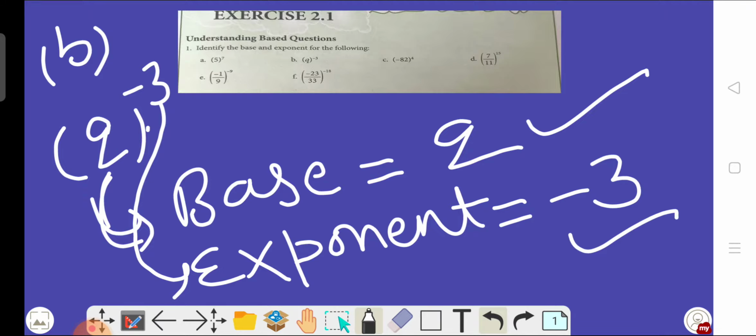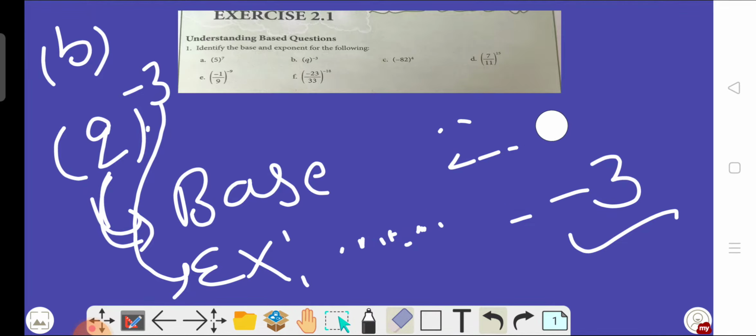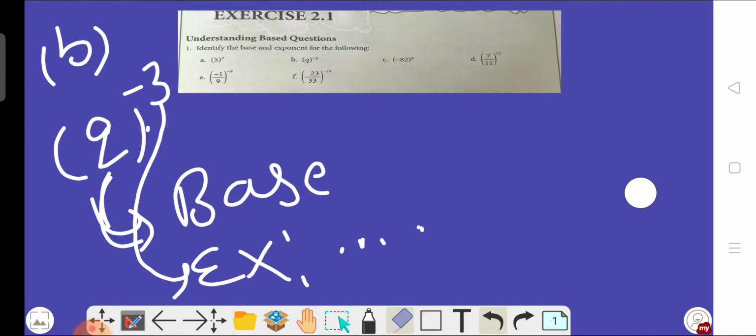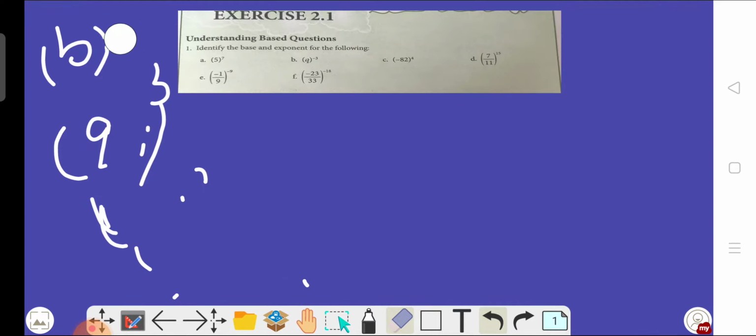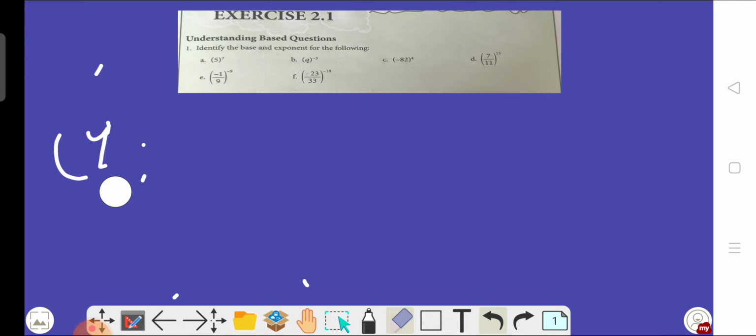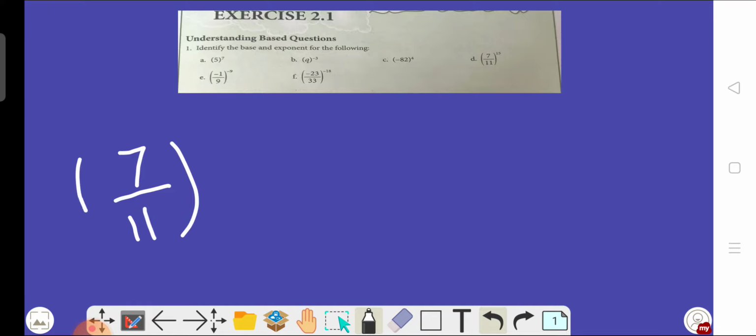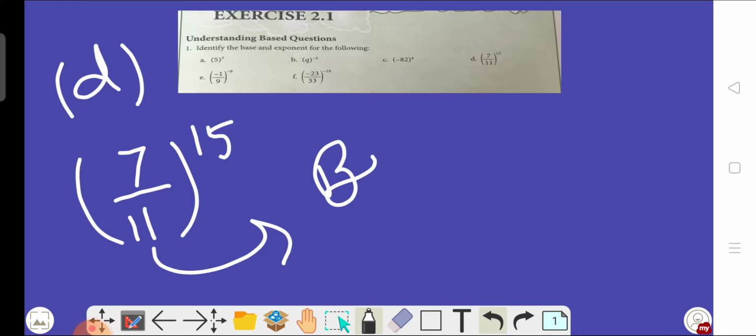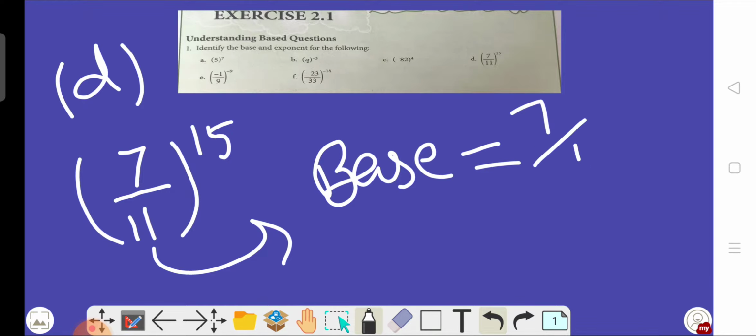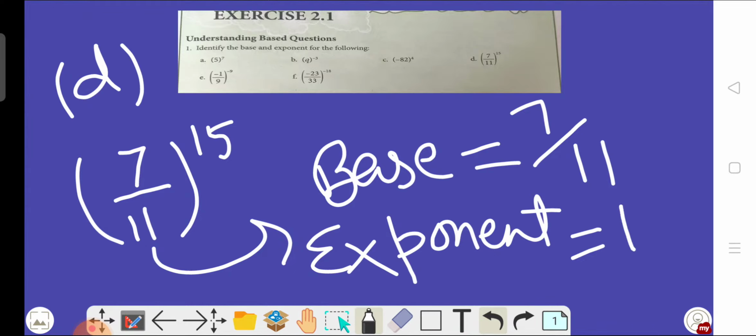Now we will solve the d part. In the d part, 7 by 11 raised to the power 15 is given. So what is the base here? The base is 7 by 11 and the exponent is 15. This is the solution of the d part. The remaining parts you should do by yourself.